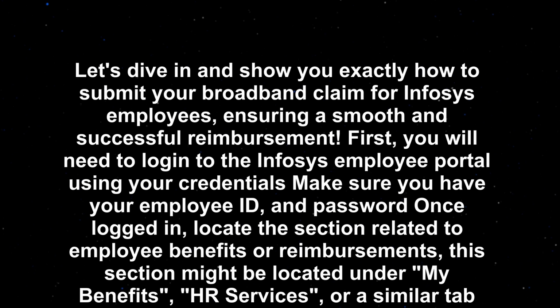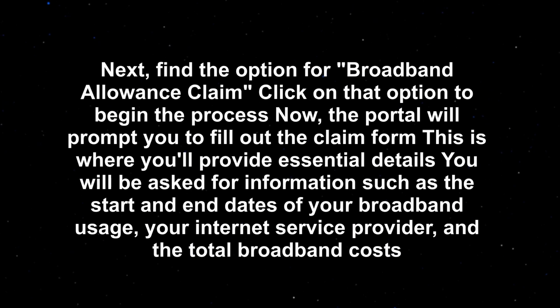Using your credentials, make sure you have your employee ID and password. Once logged in, locate the section related to employee benefits or reimbursements. This section might be located under My Benefits, HR Services, or a similar tab depending on the latest updates. Next, find the option for Broadband Allowance Claim. Click on that option to begin the process.